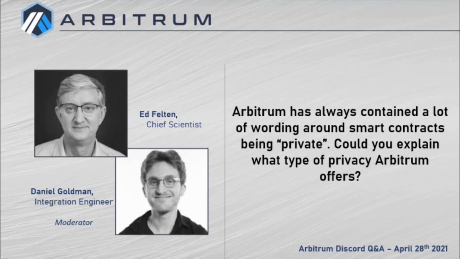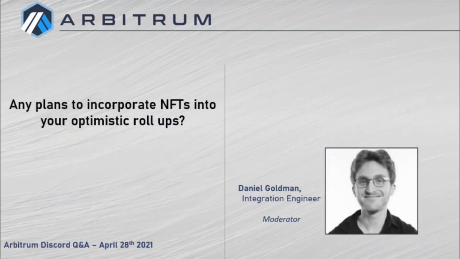Cool. All right, next question from Thelonious Nabokov, great name. Any plans to incorporate NFTs into your optimistic rollup? So in short, yes. And I can talk more generally about bridging tokens or bridging assets. The thing to understand is, something like Arbitrum can truly support any token standard, including token standards that don't even exist yet, right?